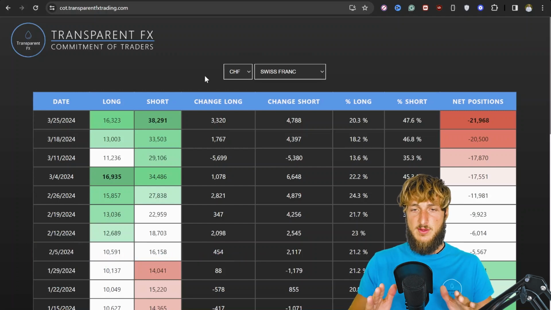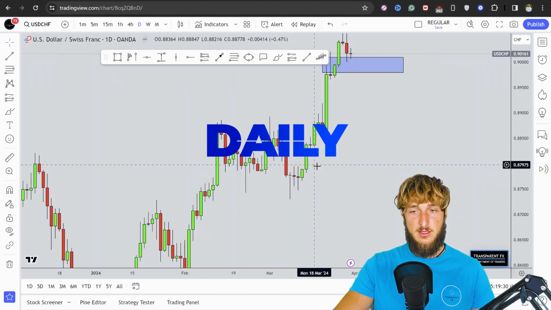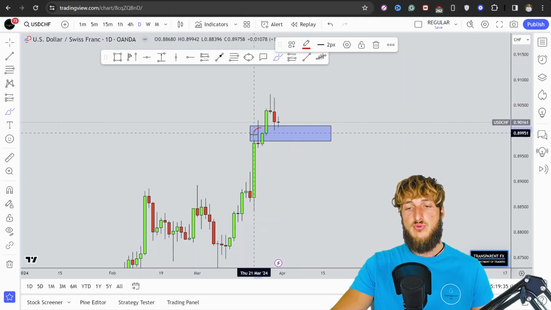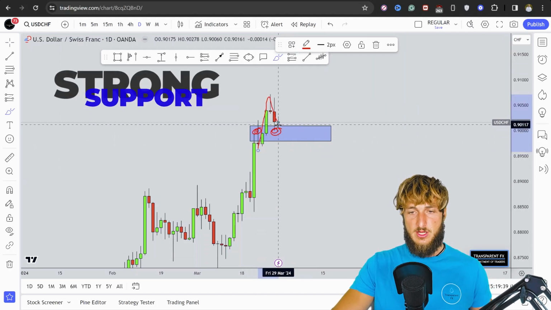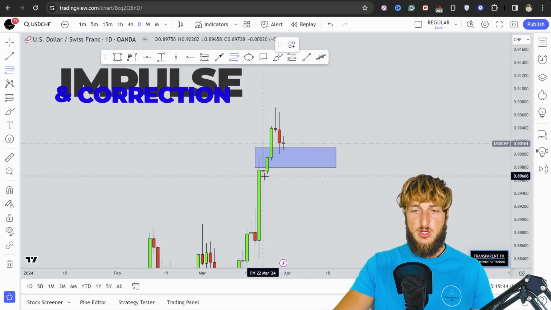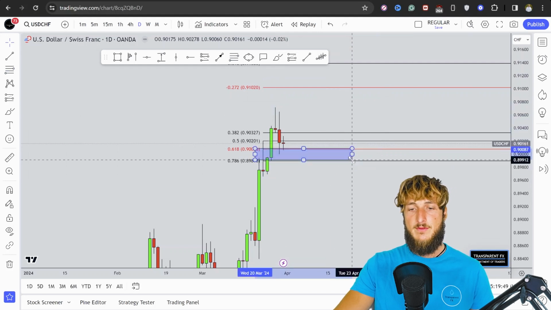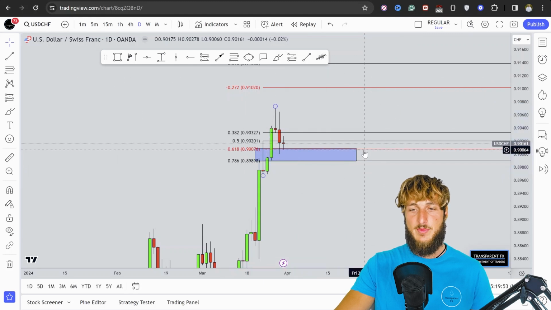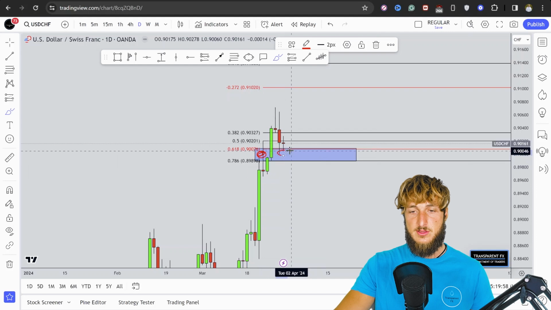Now, keeping this in mind that institutions are longing USDCHF, let's move back to the technical side of the market. Now, as we were saying here on the daily time frame, we have previous daily resistance turn support. And since we have an impulse and correction, if we want to measure this correction after the impulse, we have to take our Fibonacci from the low to the high of the impulse leg. That shows us how we have the 0.618 and 0.786 Fibonacci retracements lining up exactly inside of this area. And this area is also the previous daily resistance turn support.